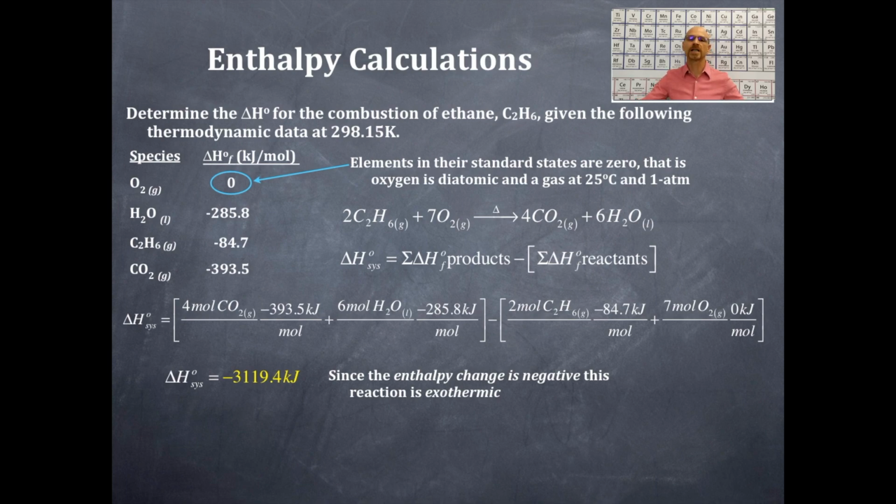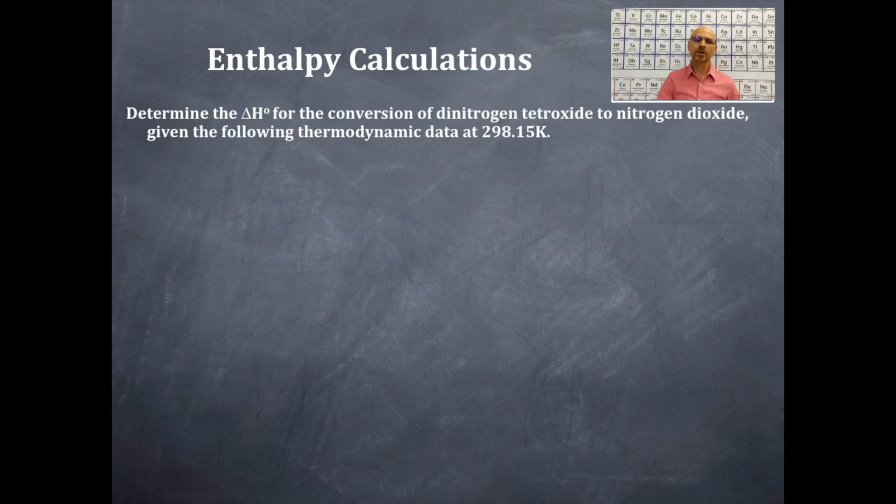All right, hopefully that worked out well for you. We got another problem here for you, so hold on. Bam, there's our other problem. Determine the change in enthalpy for the conversion of dinitrogen tetroxide to nitrogen dioxide, given the following thermodynamic data at 298.15 Kelvin, that's 25 degrees Celsius.